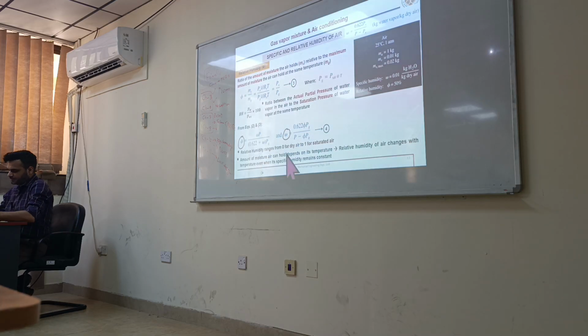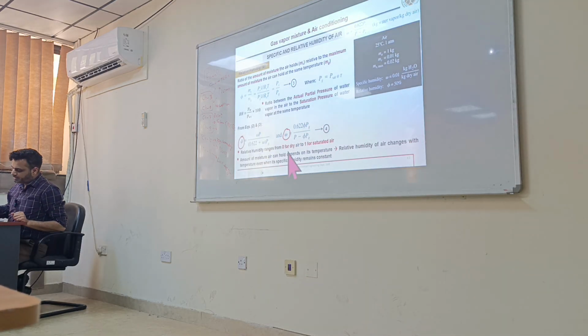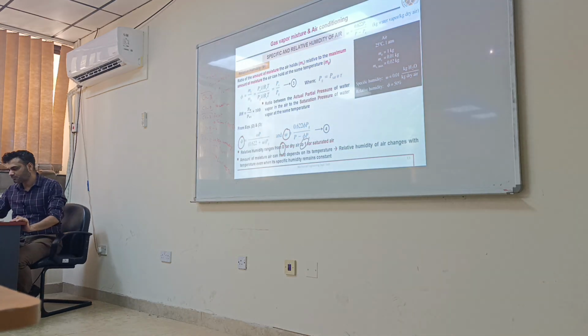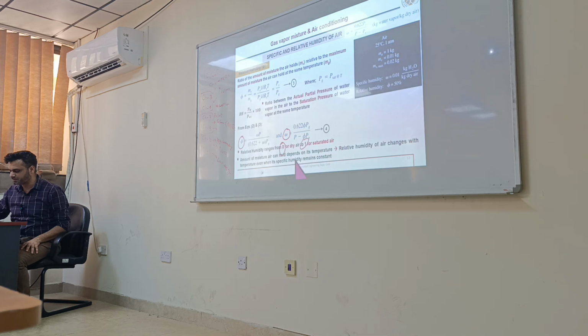Yeah, we have discussed this one. Relative humidity minimum is 0, maximum is 1, or 0% or 100%. And that can be changed with temperature. Okay, so we'll start from here in the next class.